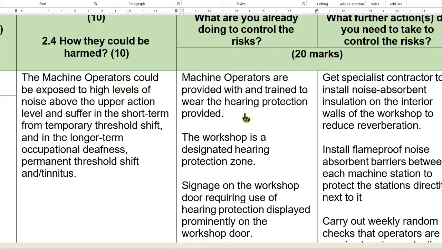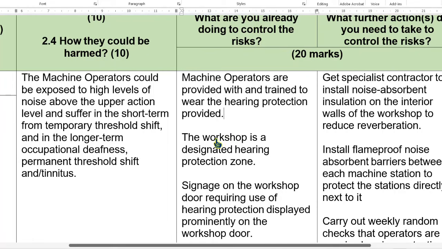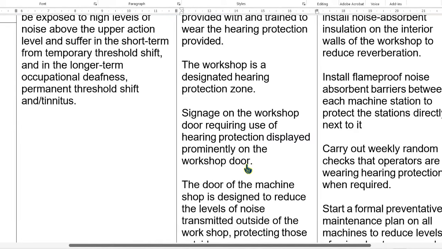And let's try and talk a little bit more about what they're trained on. If you provided them with training, what have they been trained in? Well, in this case, they've been trained to wear the hearing protection. That's different to training in the risk from noise exposure, training in the noise hazards. That's a slightly different type of training. Here they've been trained to use the hearing protection. We've got the workshop as a designated hearing protection zone. Again, it's relevant, it's specific.